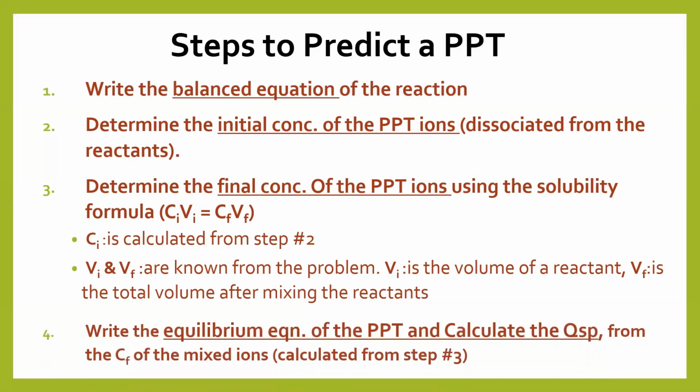Step number 4, write the equilibrium equation of the precipitate and calculate the Qsp. Calculating the Qsp requires the final concentration that is already calculated from step number 3. This means that every step is dependent on the previous step.